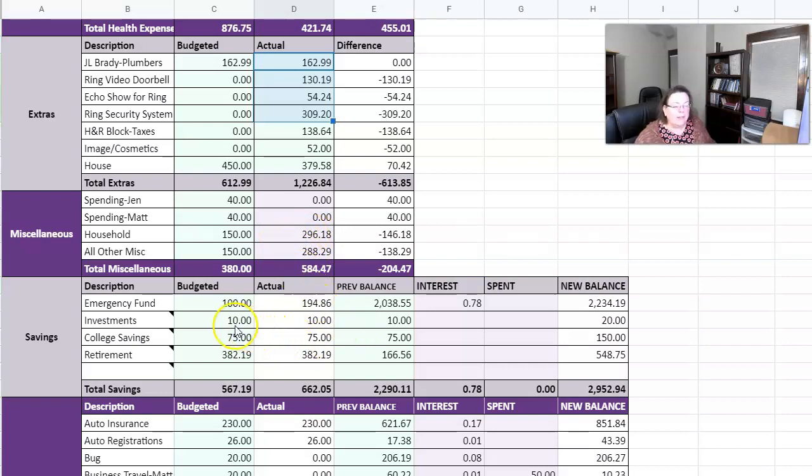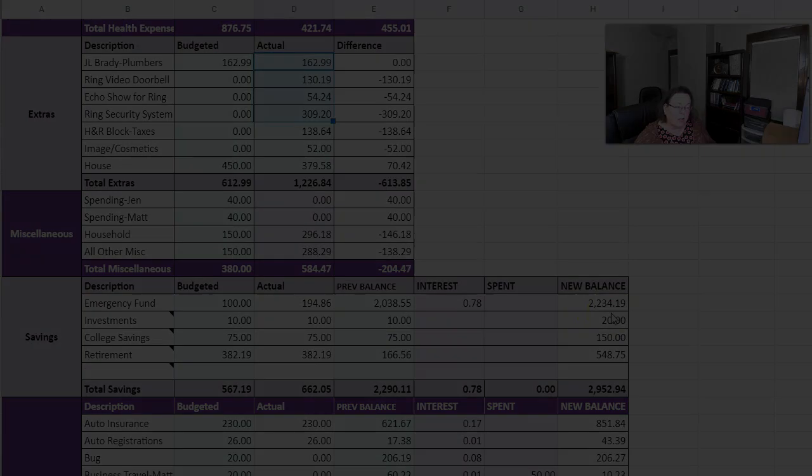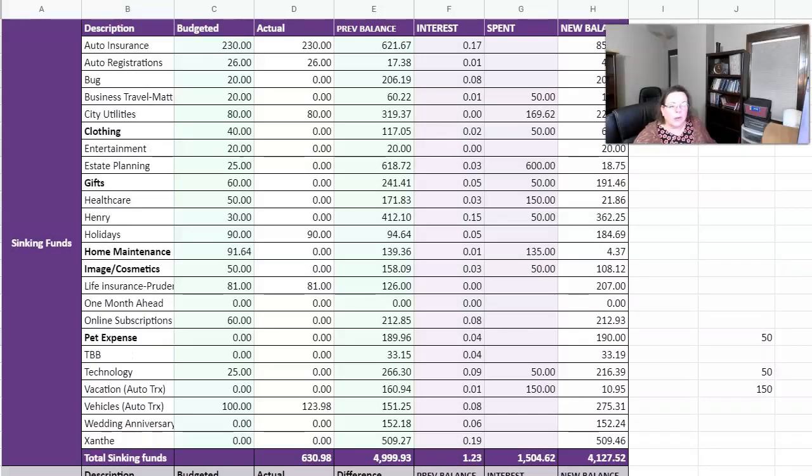All right, in savings, we did $194 to our emergency fund, $10 to investments, $75 to college savings, and $382 to retirement, for a total of $662. We didn't spend anything out of any of our accounts, and our ending balance for our emergency fund is $2,234.